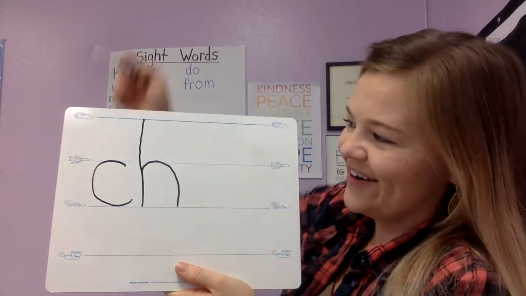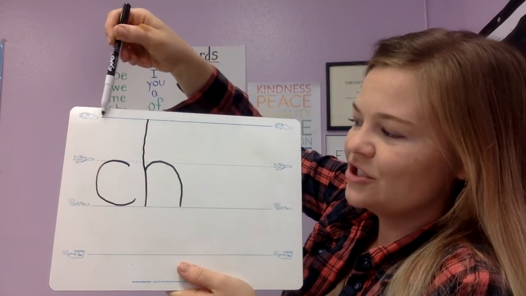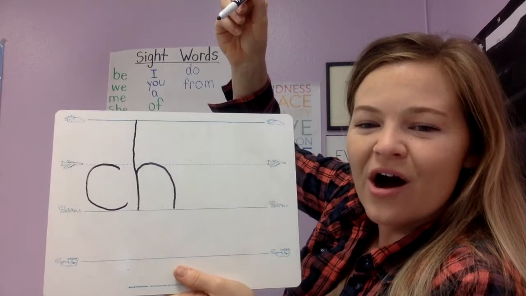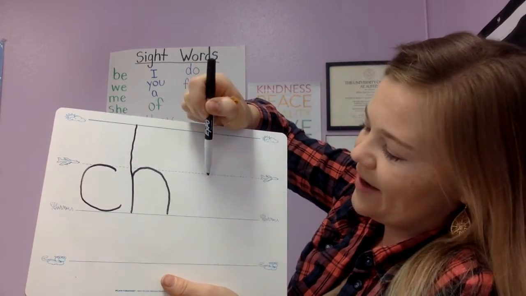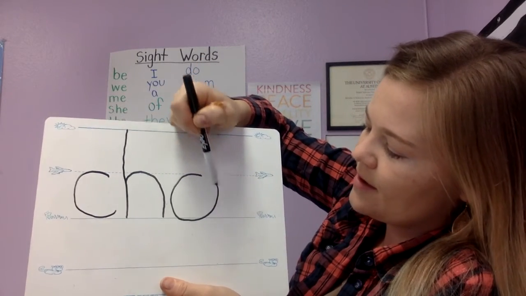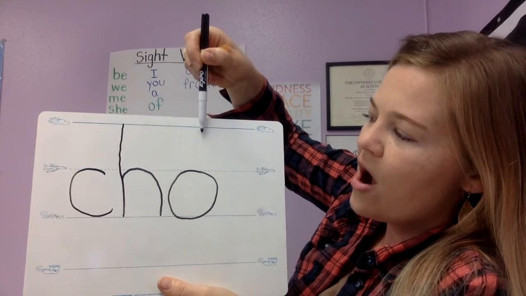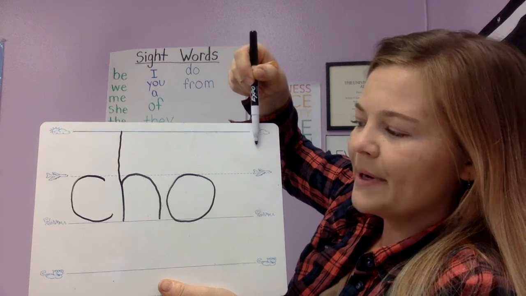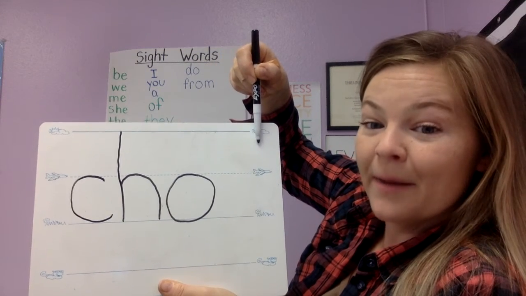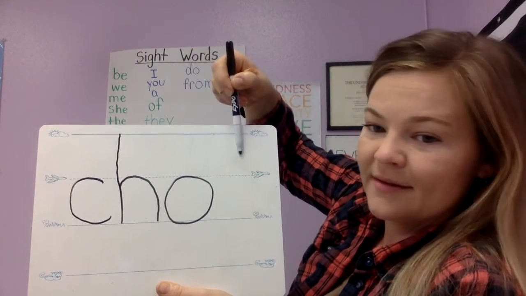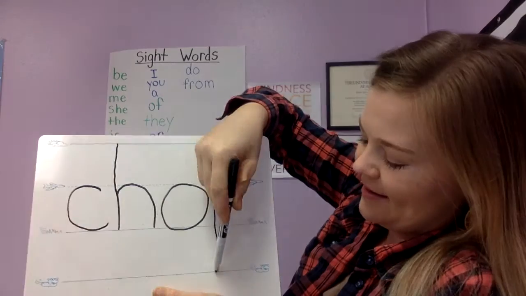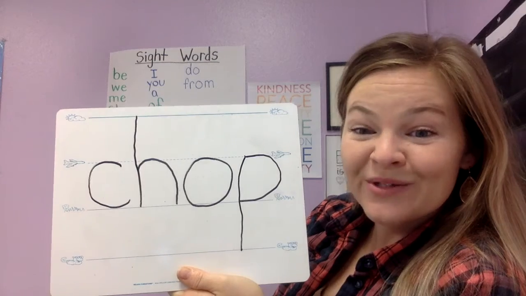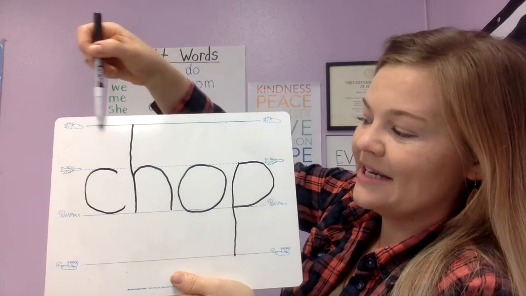Chop. All right, let's write it. We already have the CH. Ch. What letter makes the ah sound? We need an O. Ch-ah-p. What letter makes the p sound at the end of chop? That's a P. Chop. All right, so we spelled a word that starts with a CH. Chop.